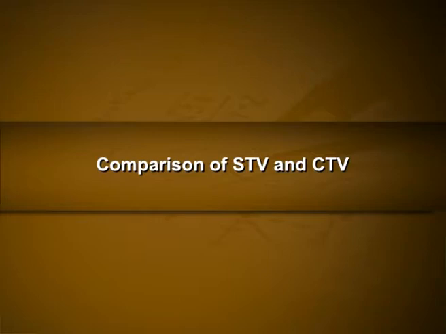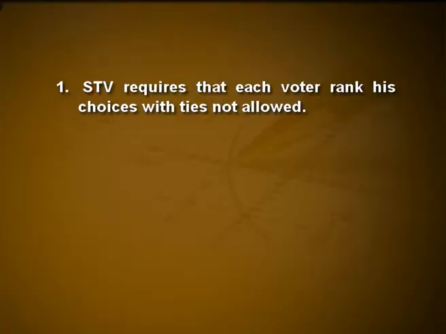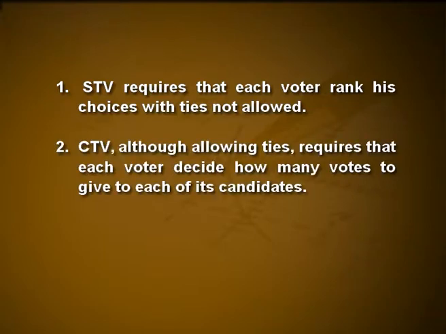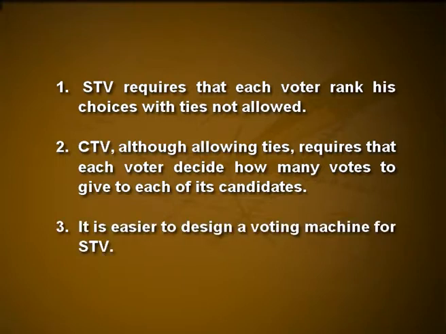Comparison of STV and CTV. Some obvious differences between STV and CTV are: first one, STV requires that each voter rank his choices with ties not allowed. Second one, CTV, although allowing ties, requires that each voter decide how many votes to give to each of its candidates. Third one, it is easier to design a voting machine for STV. Whether CTV is a practical voting system is unknown. A biased example of political scientists indicated that the system has some merit.